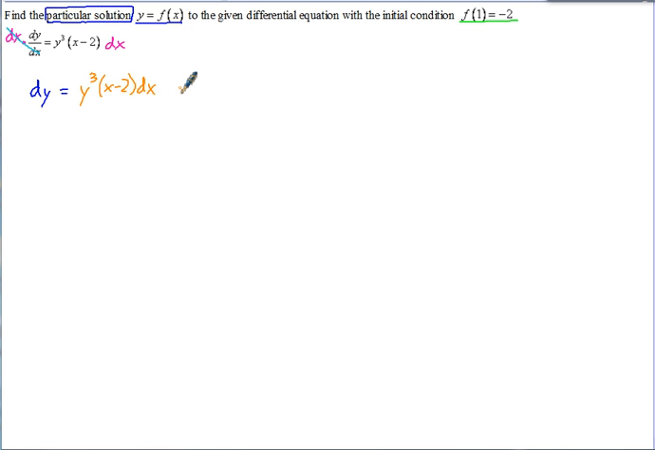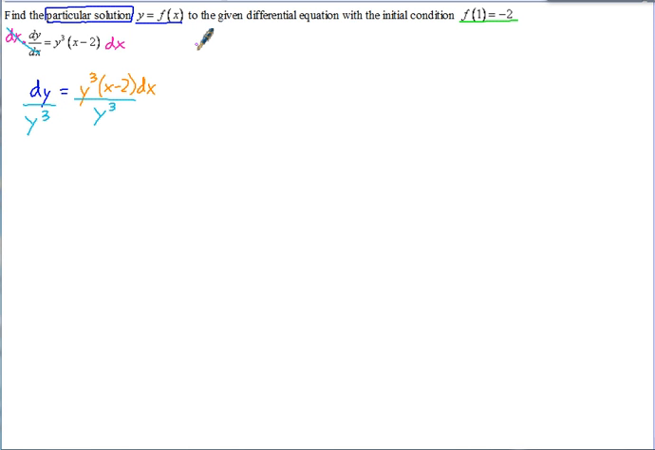But the variables are not separated now, because although the x is with the dx on the right side, notice there's also a y on the right side. Now y cubed needs to be over here with the dy to have them separated correctly. The way you can get it over there mathematically is to divide both sides of the equation by y cubed.